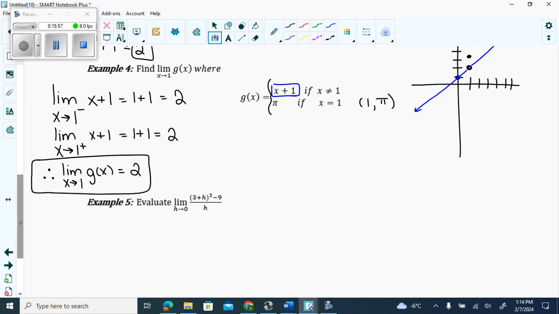Example 5. Can I direct substitute? If I plug a 0 in, am I okay? No. Some people say multiply by the conjugate. Remember, the conjugate is when you have radicals. Do we have a radical currently? What's the only thing we could possibly do?